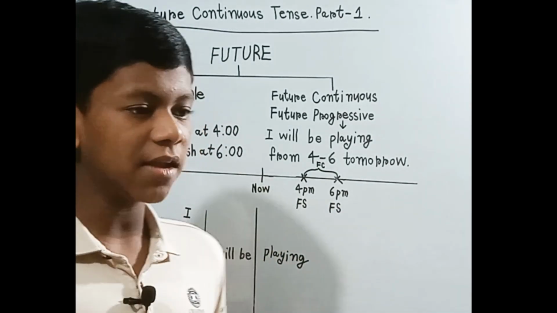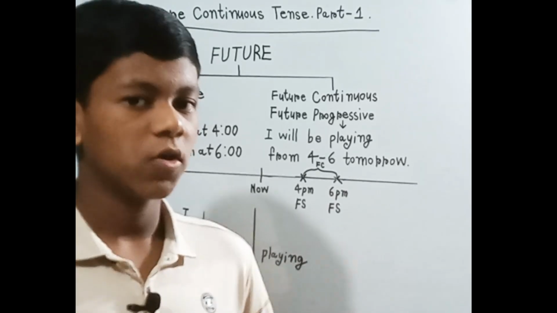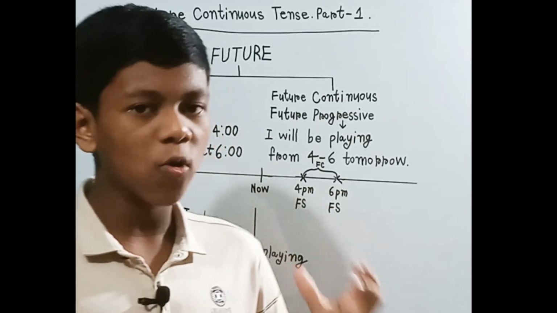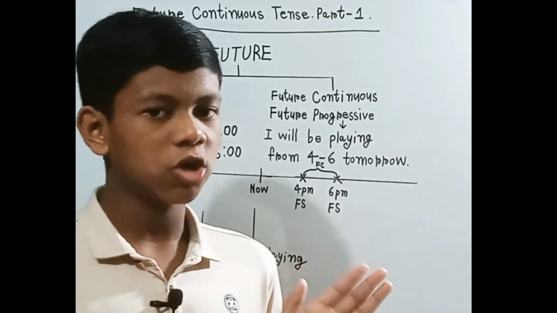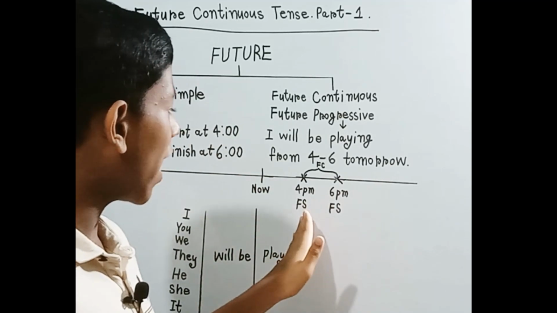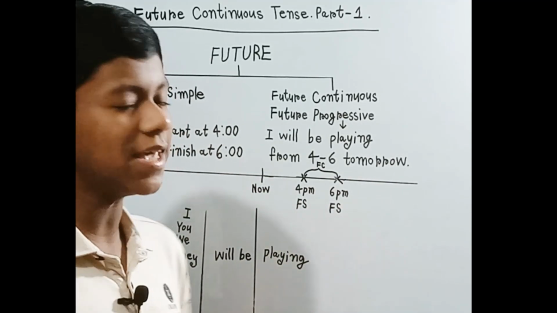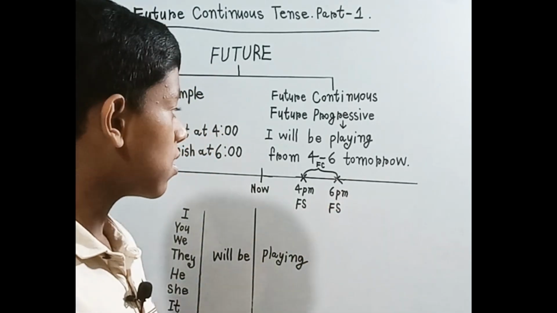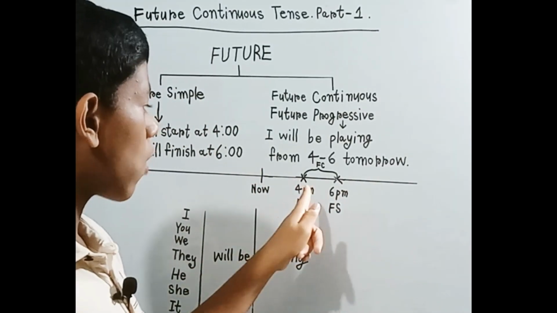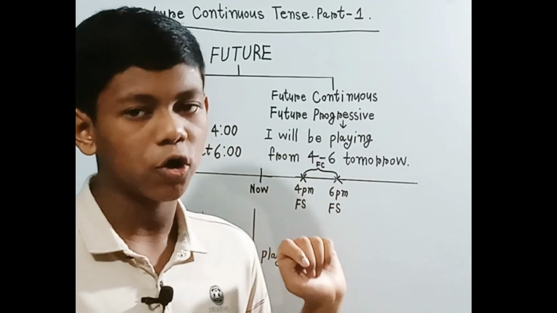Okay, it indicates that it will be in progress after now, which indicates the future. So when something is in progress in the future, we generally call this future continuous. For example, you will start your playing at 4 and you will finish your playing at what time? 6. But if we say like this, I will be playing from 4 p.m. to 6 tomorrow.